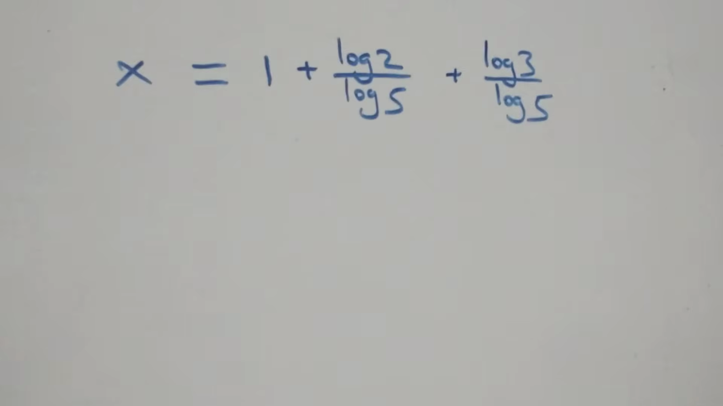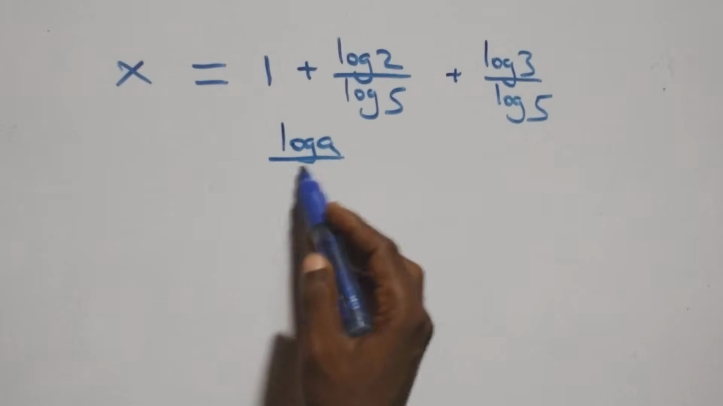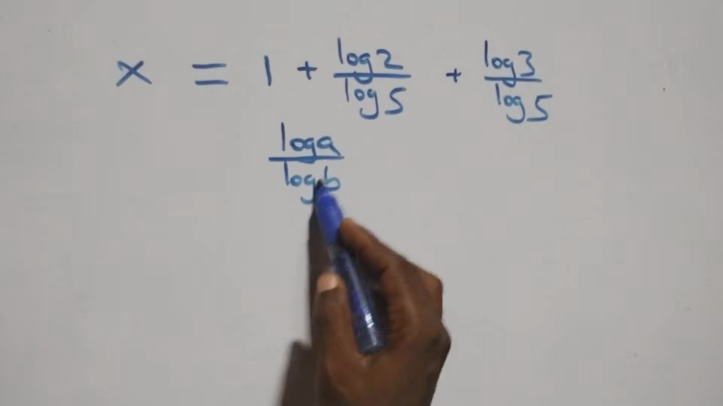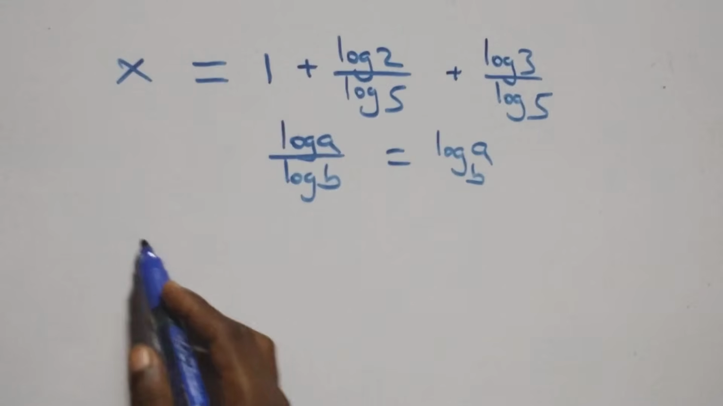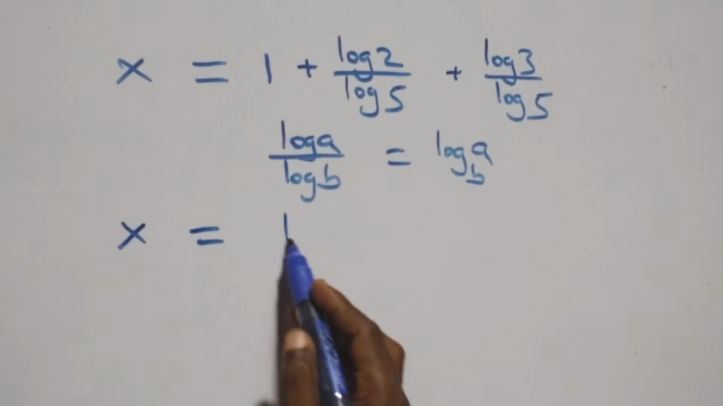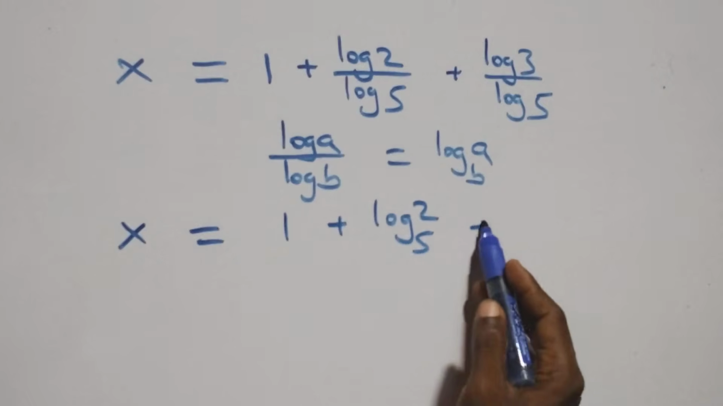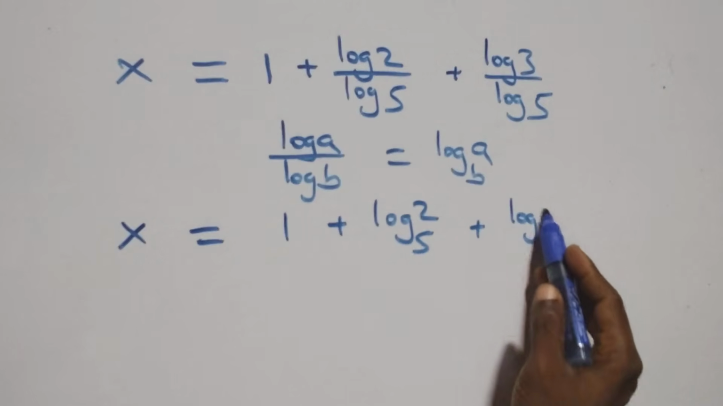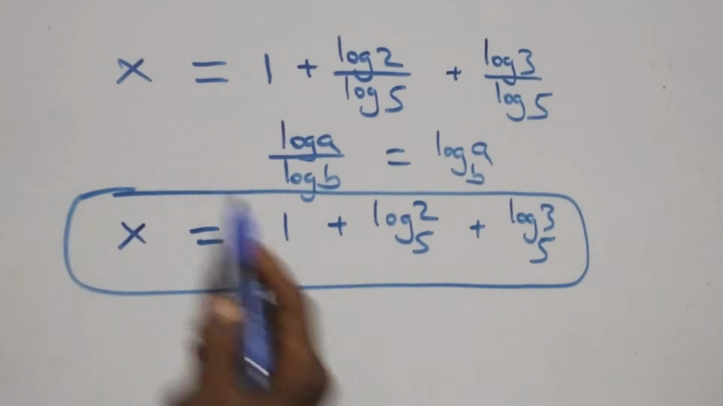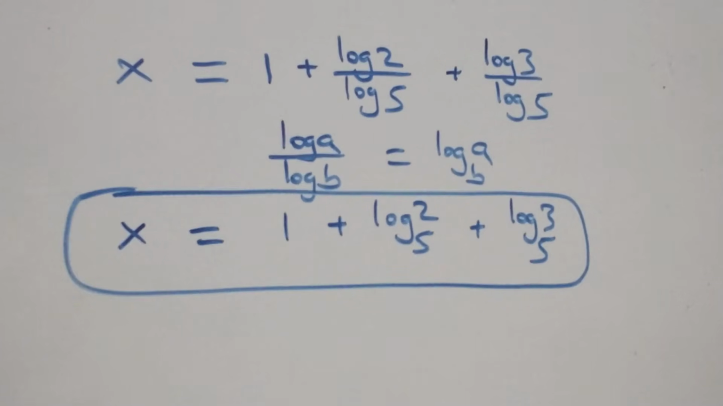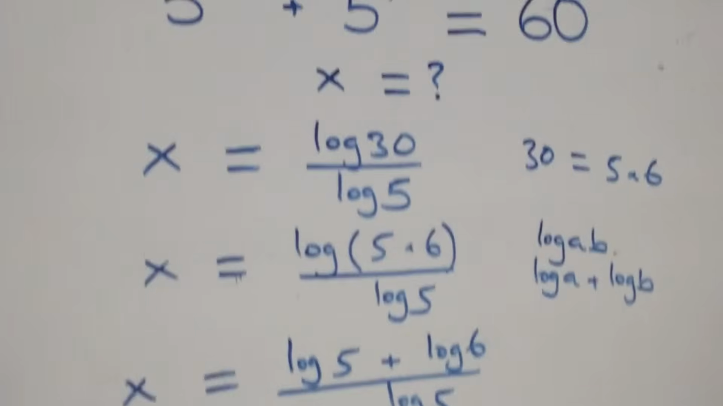Then next step, we apply change of base: when we have log a over log b, this is the same thing as log a to base b. That is, here we have x equals 1 plus log 2 base 5 plus log 3 base 5. That is, we have the value of x in this problem as 1 plus log 2 base 5 plus log 3 base 5. Let's check if this satisfies the given problem.